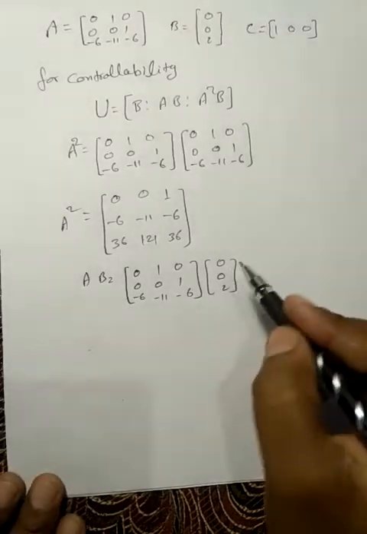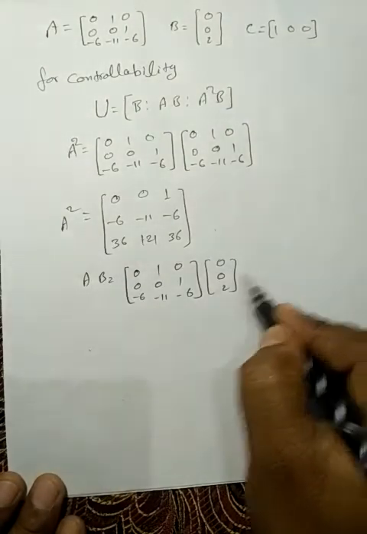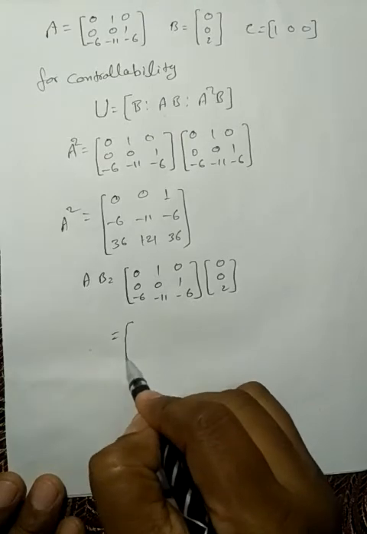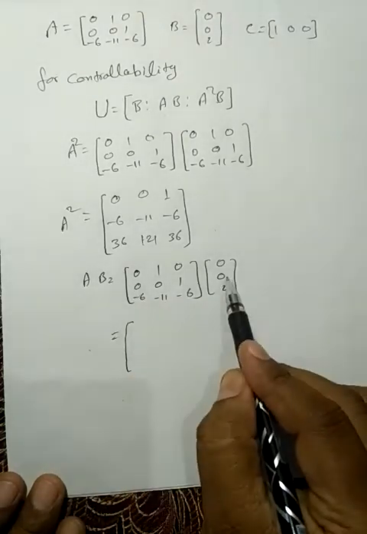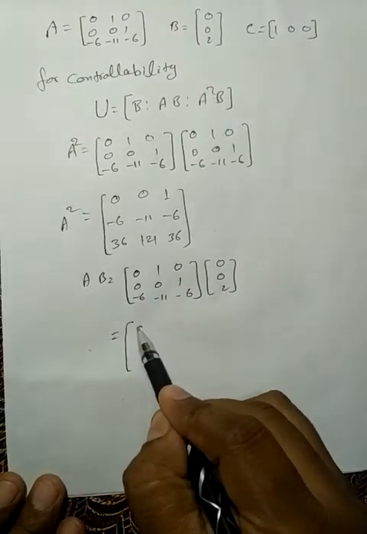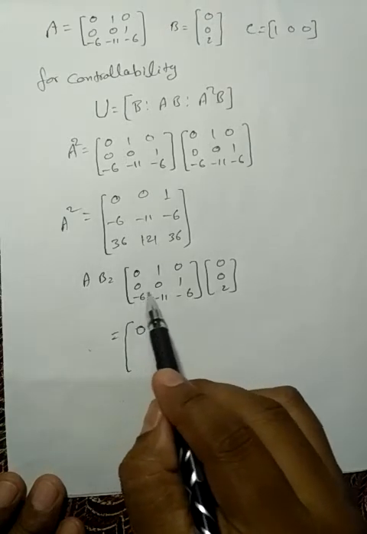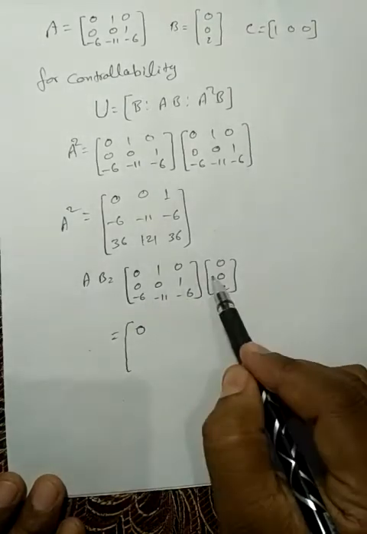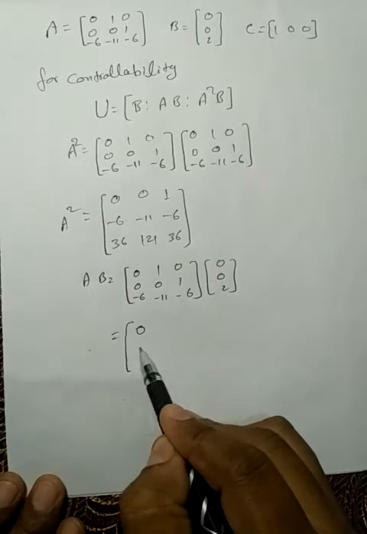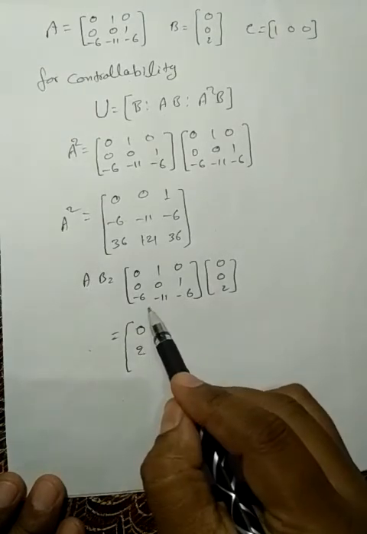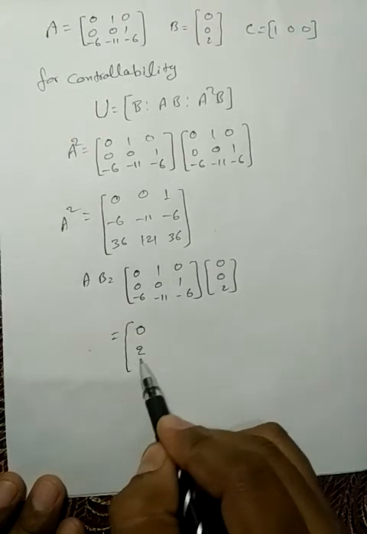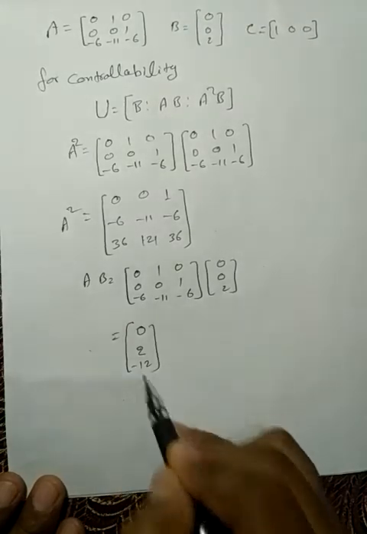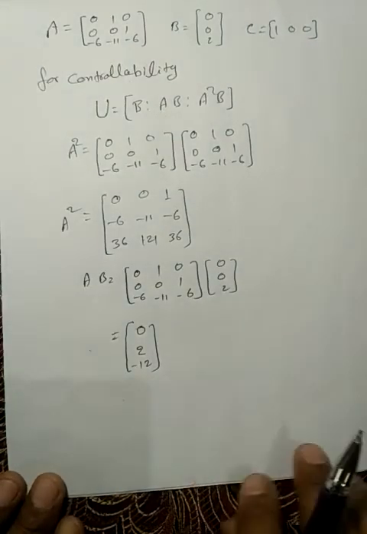So after multiplication we get here 0 0 0, then 0 0 1 into 2 2, and here 0 0 6 2 12. This is matrix AB. And what about A square B?